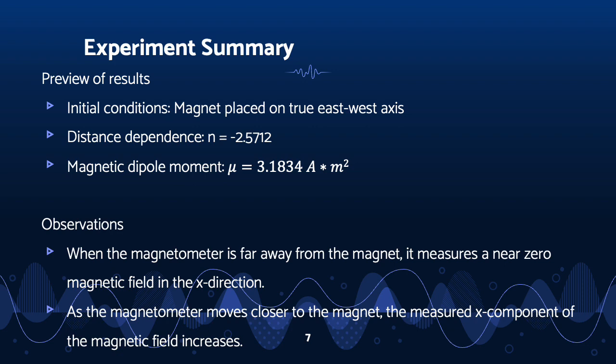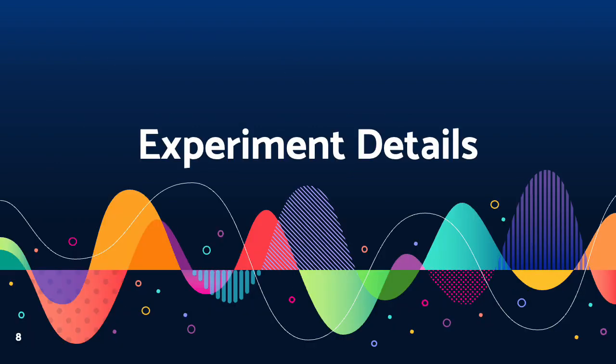The initial conditions: the magnet was placed on a true east-west axis. There's my distance dependence and the magnetic dipole moment. And as for observations, when the magnetometer is far away from the magnet, it measures a near zero magnetic field in the x direction, and as it moved closer to the magnet, the measured x component of the magnetic field increased. Experiment details.